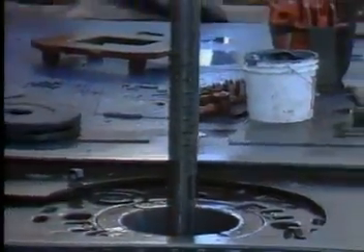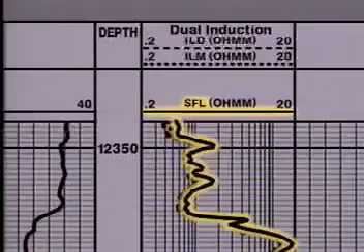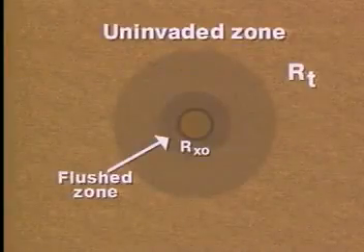The dual induction log is commonly run together with a log that has a shallow depth of investigation. In this example, a spherically focused log, SFL, displayed by the solid curve, serves this purpose. The SFL log records resistivities that are strongly influenced by the flushed zone, R sub XO, adjacent to the borehole wall.